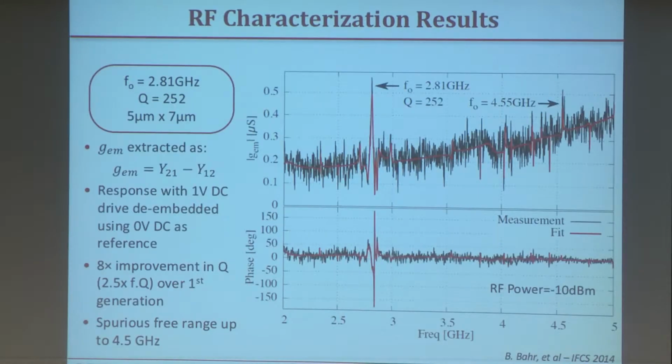So I measured this device. It was great. I got a quality factor of 252. That's 8 times better than what we had earlier at 2.8 gigahertz. But still, it's not enough. We want to go much higher than that. So in order to improve the device, we first need to understand exactly what's happening. Why do we get this quality factor?